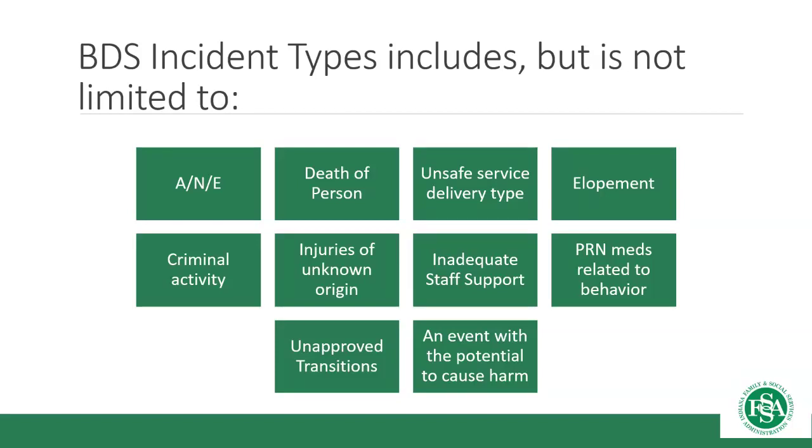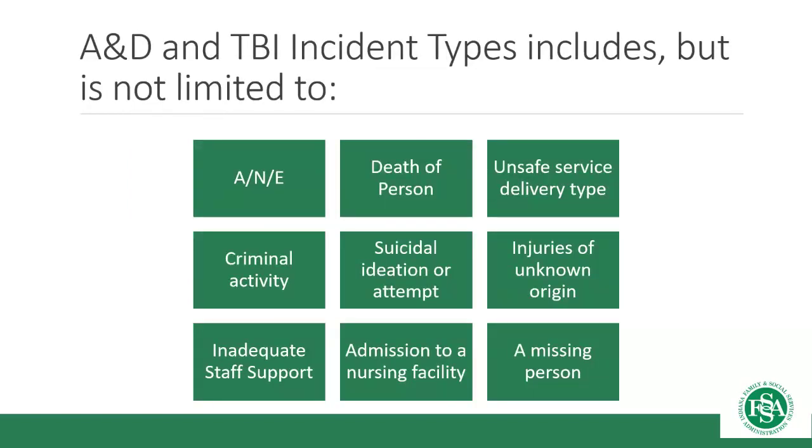Please refer to the code, the BEADS incident reporting policy, and approved CIH and FS waivers for a complete list. The links will be provided at the end of this presentation. 455 IAC 2-8-2 and the approved HCBS waivers provide a list of incident types that are required to be reported for the aged and disabled and traumatic brain injury waivers.